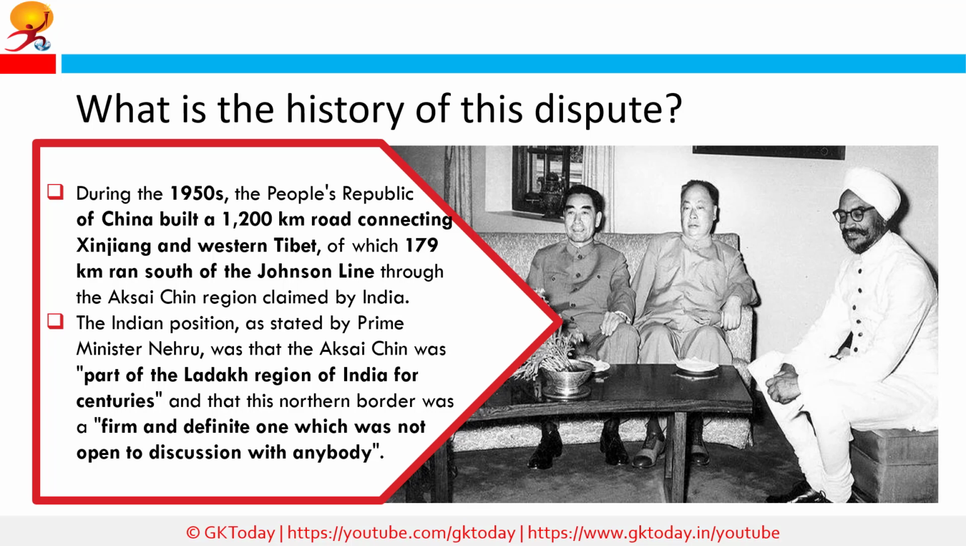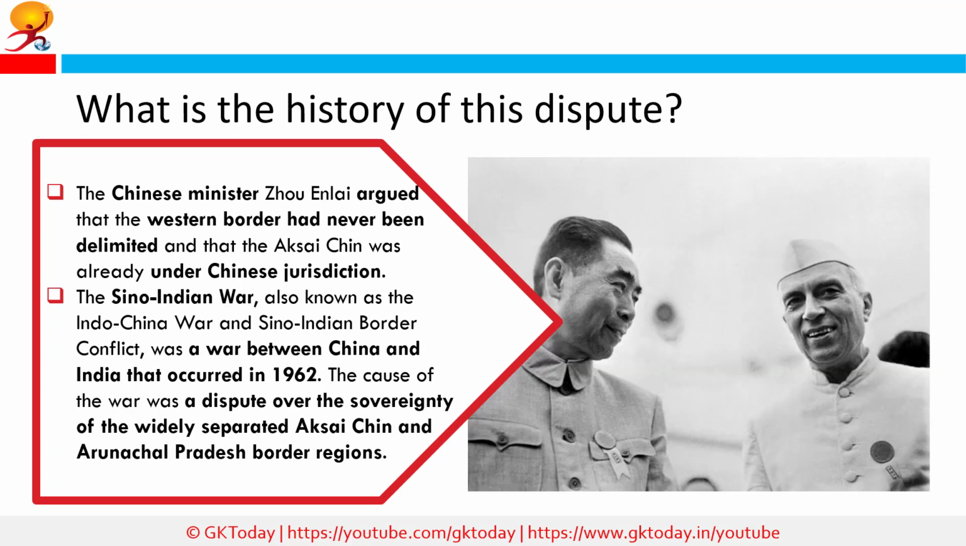Now, the Indian position, as stated by the Prime Minister then, was that Aksai Chin was part of the Ladakh region of India for centuries, and that this northern border was a firm and definite one which was not open to discussion with anybody. Now, the Chinese minister Zhou Enlai argued that the western border had never been delimited and that the Macartney-MacDonald line, which left the Aksai Chin within Chinese borders, was the only line ever proposed to a Chinese government, and that the Aksai Chin was already under Chinese jurisdiction and that negotiations should take into account the status quo.